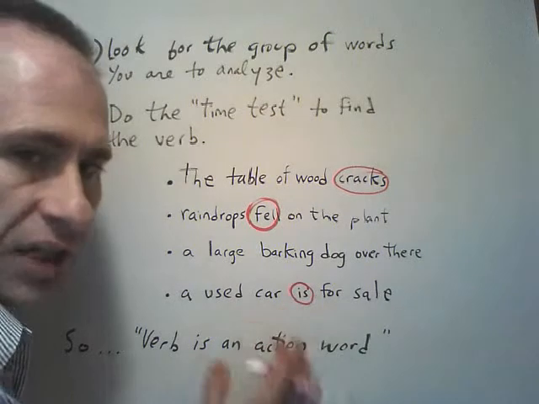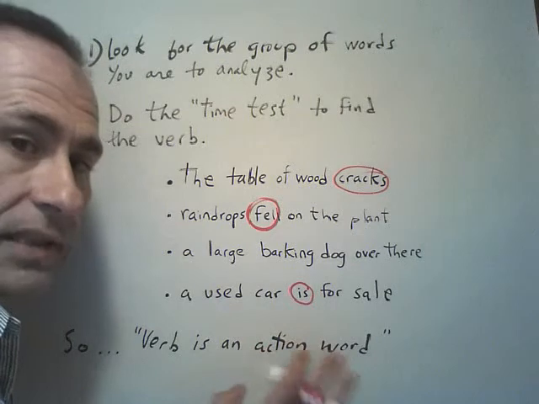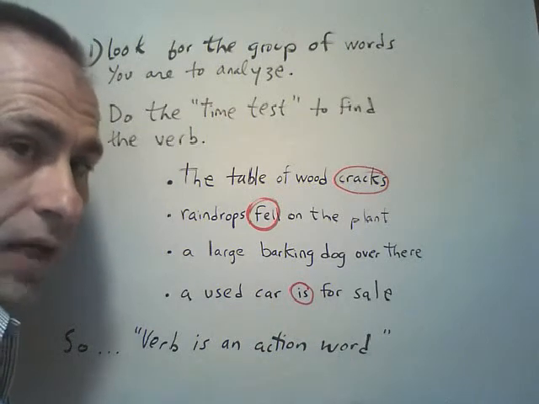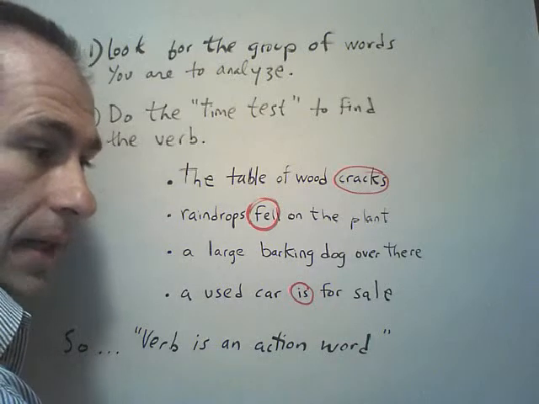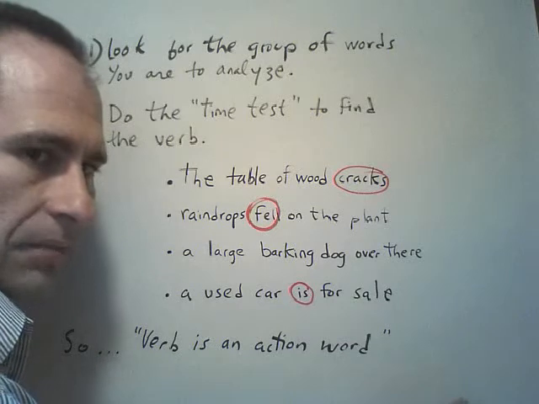It's the word that changes as you move it through time. That's really the only true way to find a verb, is to see what changes as you move the group of words you have through time. And if something in there starts to change, especially if in the future, the way you say it in the future, you have to put the will in front of it, that's the verb.